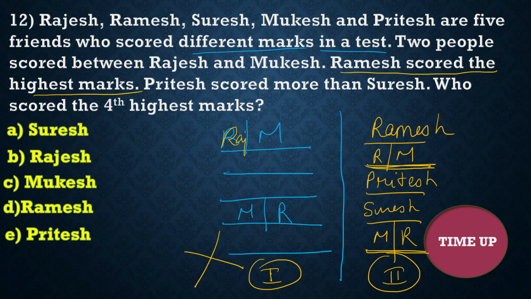Who scored the fourth highest marks? This is the first highest marks, second highest marks, third highest marks, fourth highest marks. So Suresh scored the fourth highest marks. So option A is the correct one, that is Suresh.